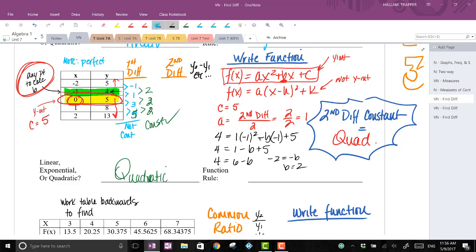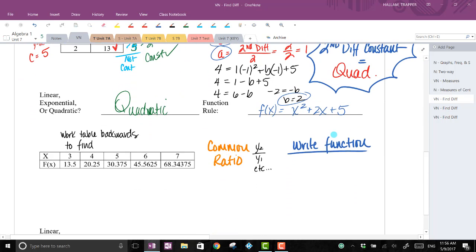So if I go to write the model for this, I'm going to take all my pieces, my c, my a, and now my b, and I'm going to write it in here, replacing a, b, and c. So f of x is equal to x squared plus 2x plus 5. All right, and then I've got my model.